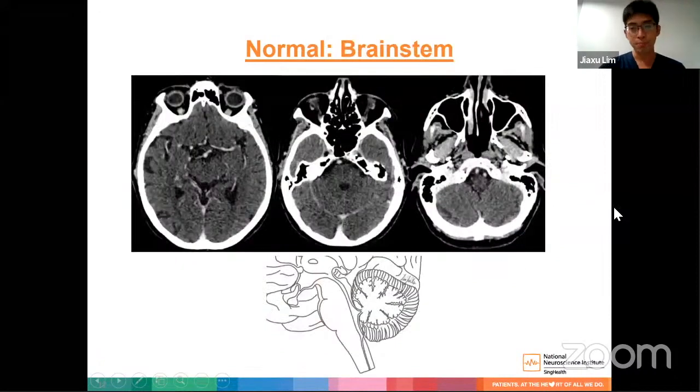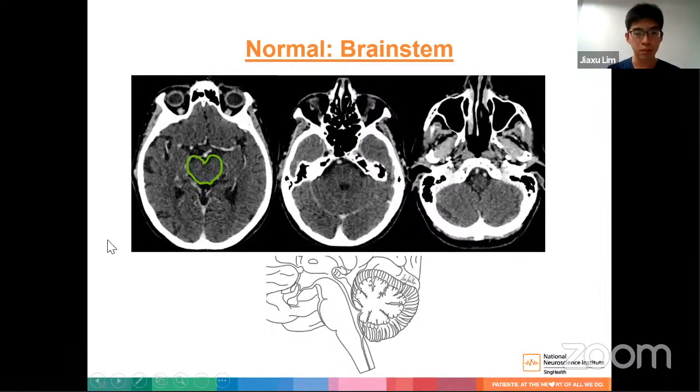Moving on to the brainstem. Now, there are three parts. We have the midbrain, pons, and medulla, right? So we can identify the Mickey Mouse shape appearance over here. So M for Mickey Mouse, M for midbrain. Hence, this represents the midbrain.